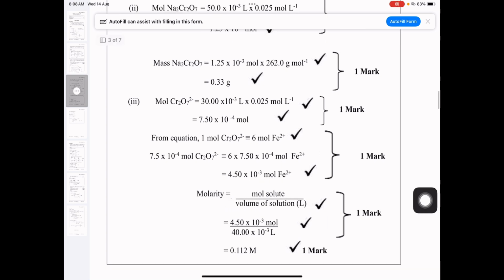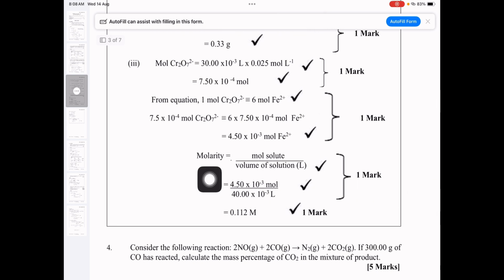Okay, so next we use the formula. Molarity is equal to mole of solute divided by volume of solution. So mole of solute, mole of ferrum 2 plus, is 4.5 times 10 to the power of negative 3. Okay, divide by the volume of solution, in unit liter, 40 times 10 to the power of negative 3 liters. So lastly we got 0.112 molar. Okay, so for this question, we allocate 4 marks.